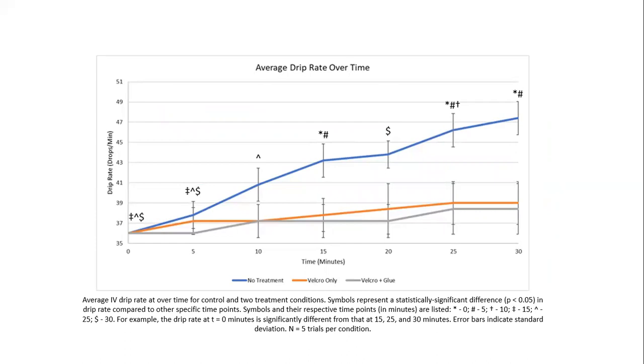We also saw that there was a significant increase in drip rate over time for the control group, but no significant increase over time in either of the treatment groups. Significance here was determined using repeated measures ANOVA. It's also good to note here that on average, both treatment groups managed to keep the drip rate change from the initial to under 10% over the 30-minute testing period, which met another one of our design requirements.